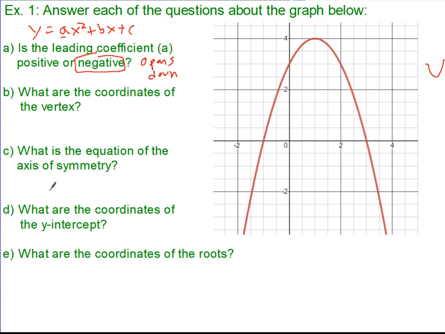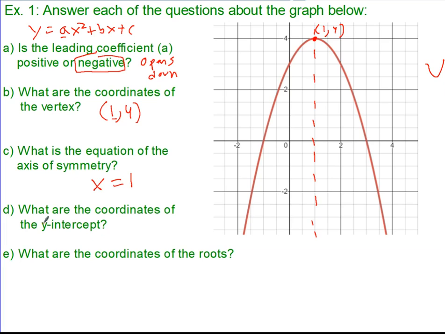What are the coordinates of the vertex? Remember, the vertex is either the highest or the lowest point. This one has a high point. On this graph, looking at our scale, this point right here is at 1, 4. So 1, 4 are the coordinates of our vertex. What's the equation of the axis of symmetry? Remember, it's always x equals whatever the x value of our vertex is. So x equals 1. Our axis of symmetry is this dashed line that cuts the graph evenly in half.